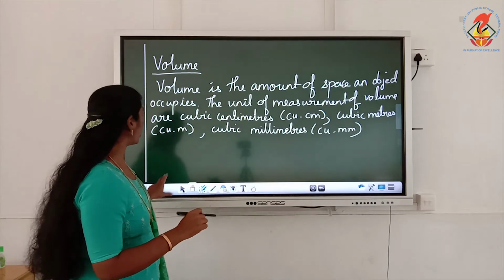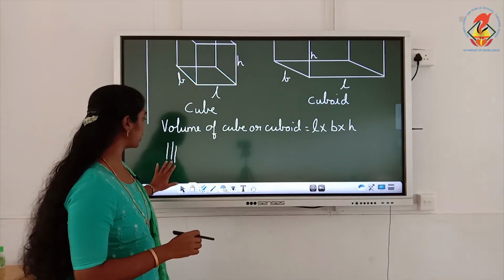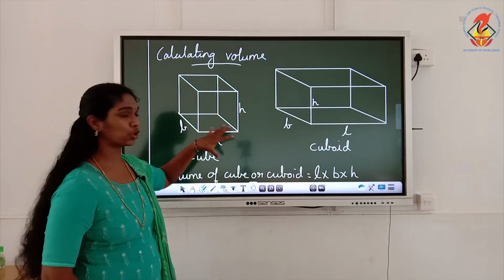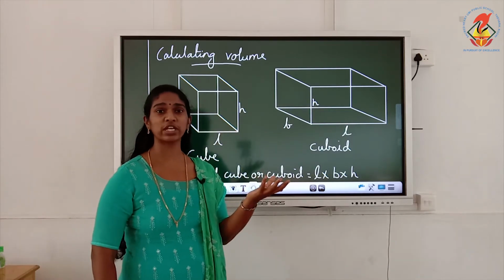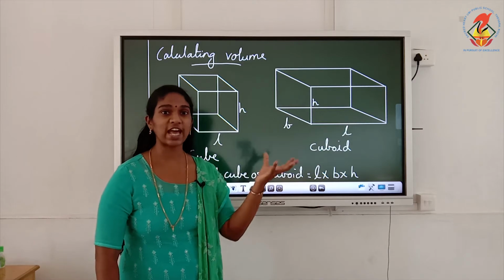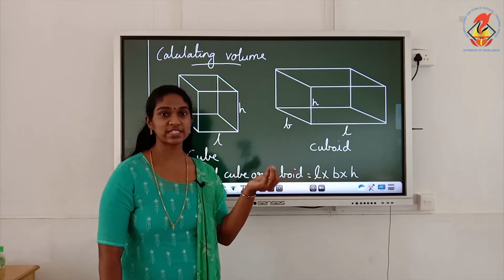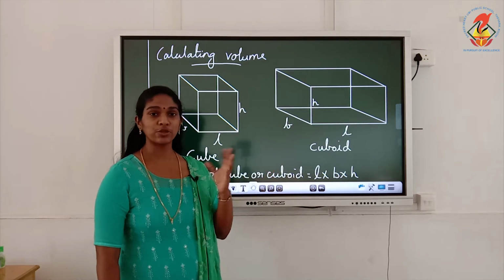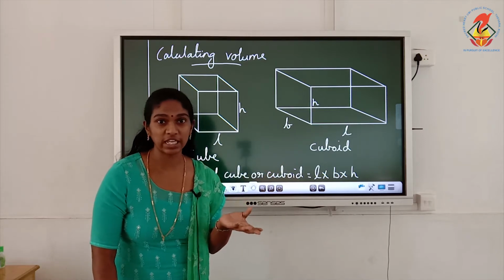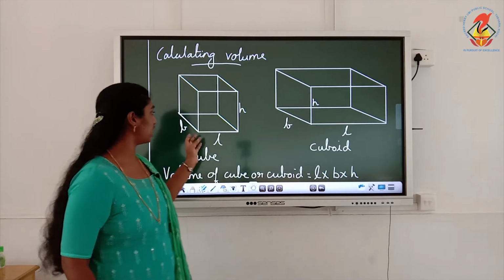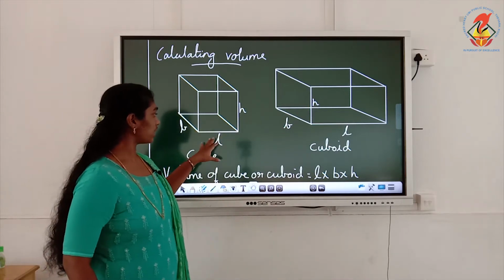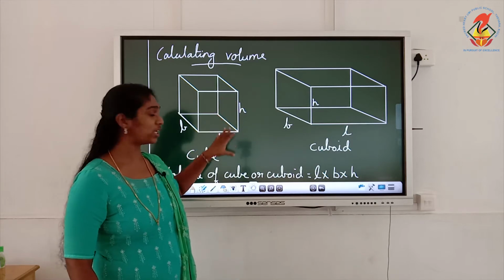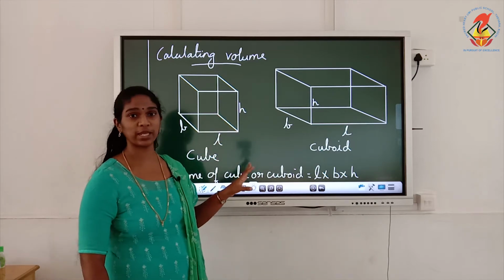Okay. So now in this chapter we will be learning how to calculate the volume of a cube and a cuboid. So this is a cube. Do you know a cube? Can you give me an example of a cube? Dice. Okay, a dice is a cube. What are the features in that? You can see all the sides are equal, isn't it? So here we are taking this as length, breadth and height. Since it is a cube, the length, breadth and height will all be the same.